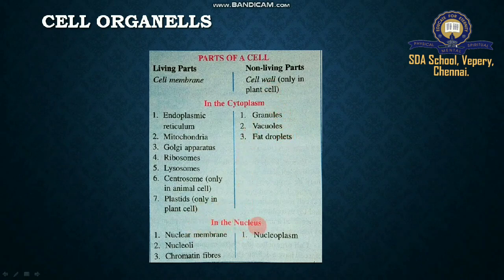Then the nucleus, we know, is the controlling center located in the middle of all living plant cells and animal cells, even our body cells. Its shape varies in different organisms. The nucleus consists of the nuclear membrane, nucleoli, chromatin fiber, and nucleoplasm. Here the nucleic acid is found in the nucleus.